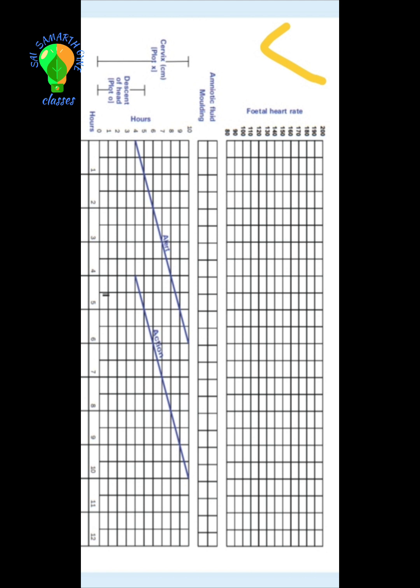So this is started when active labor begins. That is when cervical dilatation is at least 3 cm or when there are 2 uterine contractions in 10 minutes. Whenever this occurs, you always have to record the time at that particular moment and you have to begin marking from the alert line.